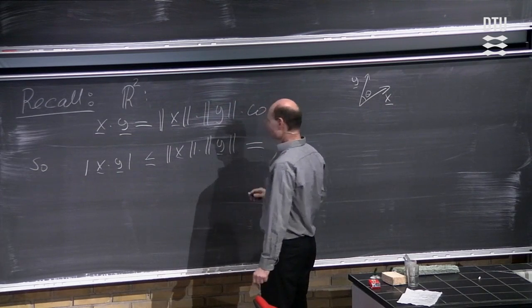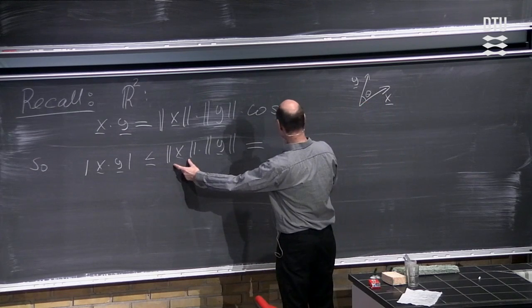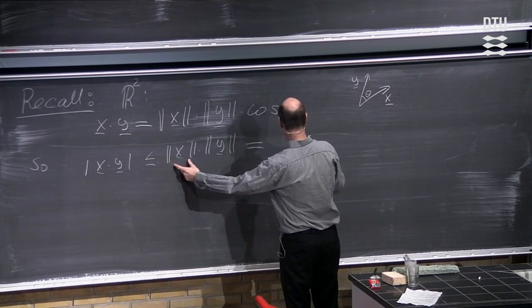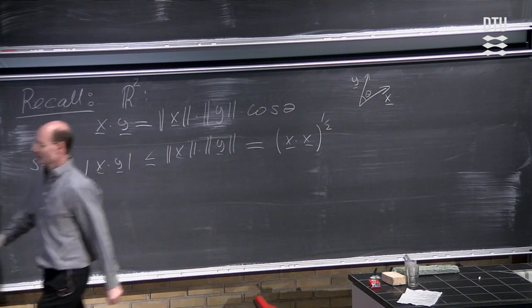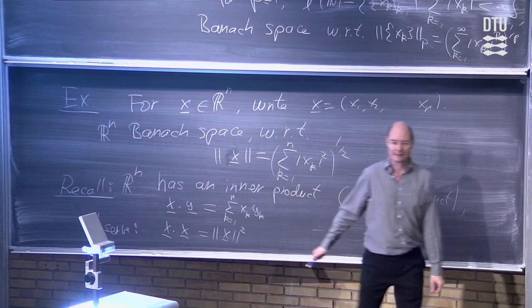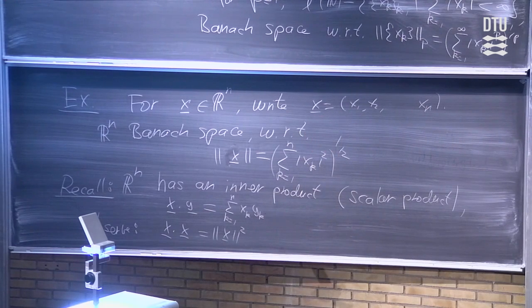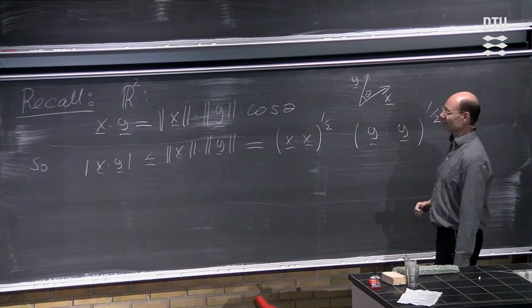Which, if you write this in terms of the inner product, is the same as just the inner product of x with x to the power a half. So you see, this is what you get from what we already wrote down here. So you can relate the inner product to the length of the vectors. And in a similar way, this is just the inner product of y with y to the power a half.